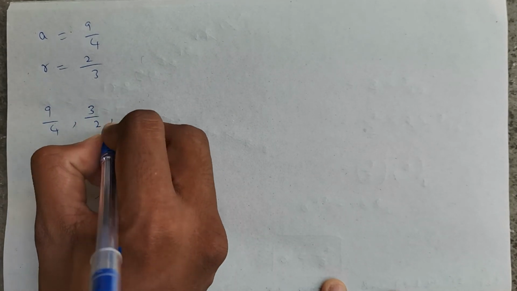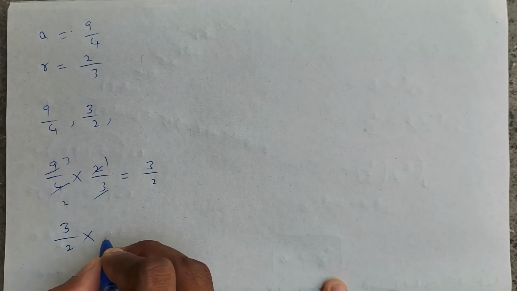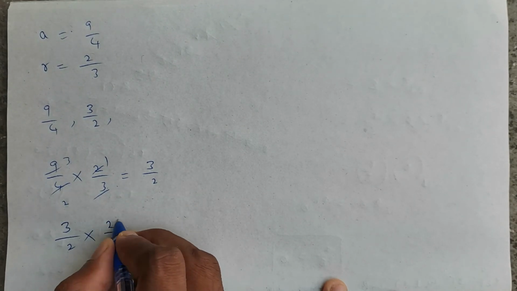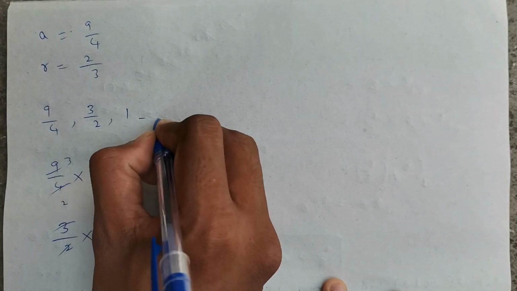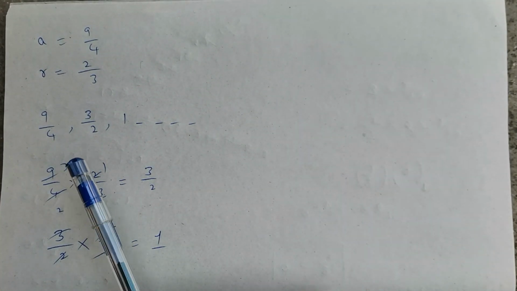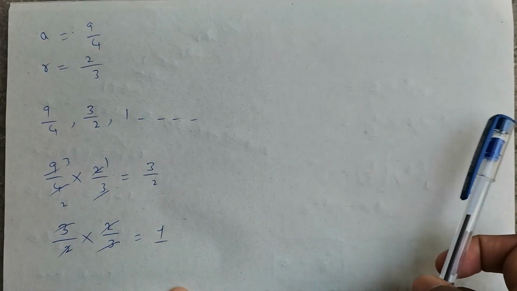Second term is 3 by 2, comma. How will we get the third term? Second term 3 by 2 into common ratio 2 by 3. 2 2 cancel, 3 3 cancel, it is 1. So the third term is 1, and so on. So the GP is 9 by 4, 3 by 2, 1, and so on.